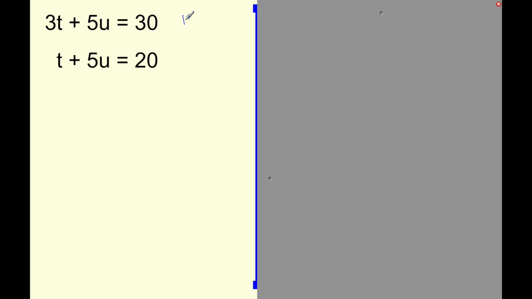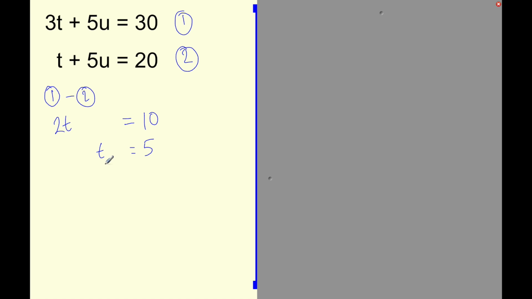As before, it's best practice just to label them up, and what we're going to do is we're going to have this equation, equation 1, and we're going to take away equation 2, and we'll just reference that here, 1, take away the 2. So that means that we're going to have 3t, take away t, 5u, take away 5u, 0, and 30, take away 20, 10. So we've got 2 lots of t is 10, so 1t must be 5.